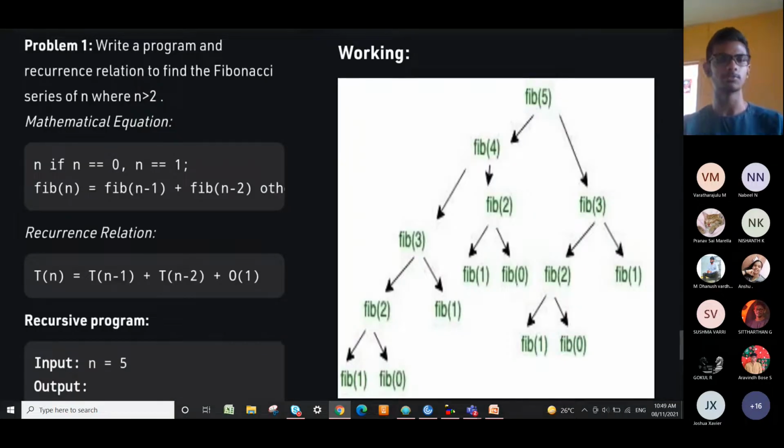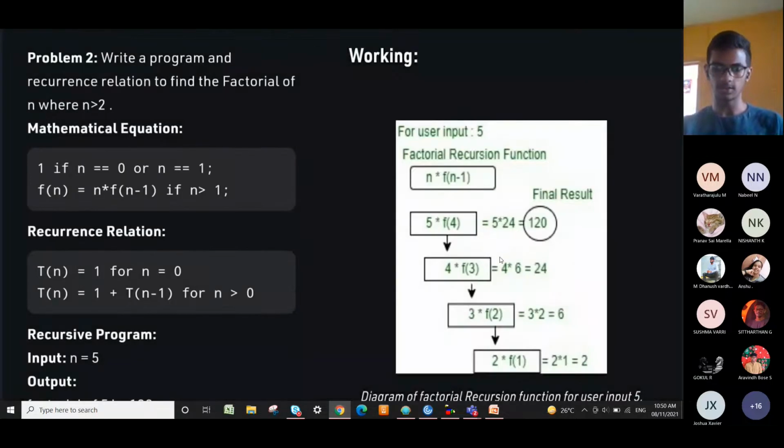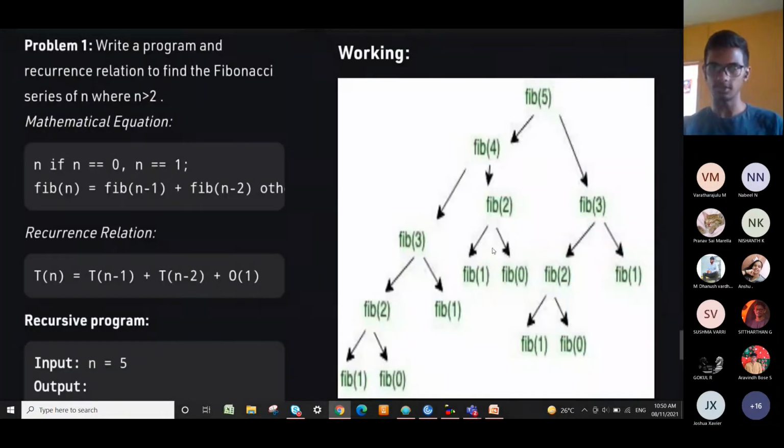We'll be seeing some problems. The first problem is the Fibonacci series. The mathematical equation is given as follows, which you can have a look at. The recursive relation here is Tn equals Tn minus 1 plus Tn minus 2, plus the initial values. You can have a look at the working. It is self-explanatory, so I won't explain that.